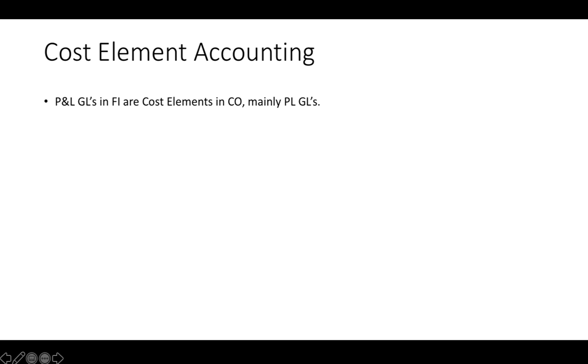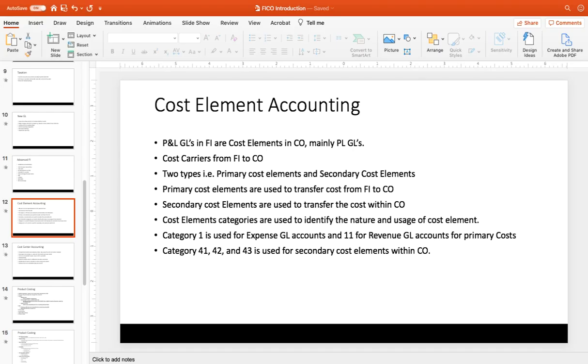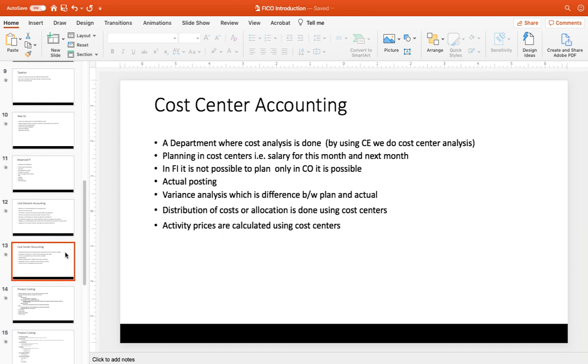So when we create GLs on the FI side, those will be cost elements on the CO side. So these are the cost carriers. All those things we will cover in cost element accounting. Different categories we will learn, and then we will move towards cost center accounting, right? Cost center accounting is nothing but a department within your organization, right? Marketing department, your HR department, admin department, IT and all those things. You define them as a cost center in the SAP system.